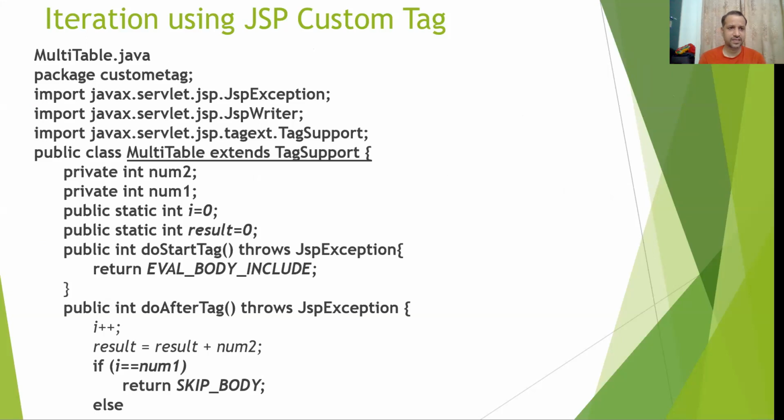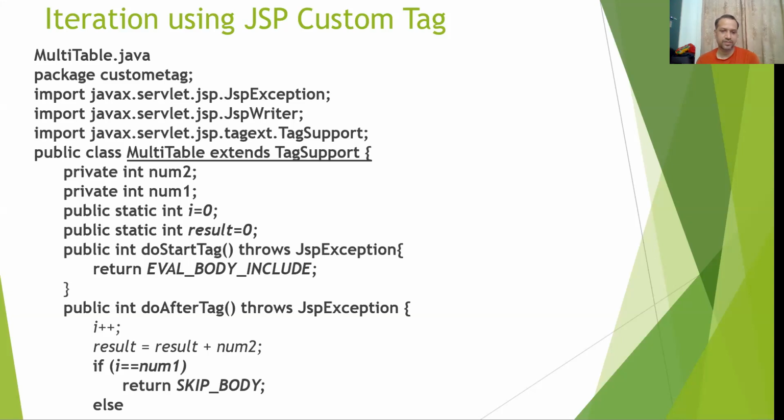Now what is the content of the multi table .jsp? In this table, I have created doStartTag, which throws JSPException. There is no need to define the content of doStartTag, because we are more focused on the body part of that particular tag. In doAfterBody, I have created two static variables: int i equals 0 and int result equals 0, which is going to calculate the addition of two numbers.